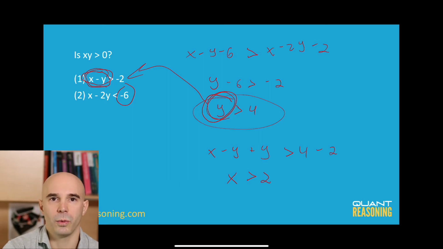Now that we know that y is greater than 4 and x is greater than 2, can we answer the original question? The original question was, are x and y both on the same side of 0? And the answer is yes, we can. They are both on the same side of 0. They're both definitely positive. All right, so that would be the algebraic solution. There's a bit of reasoning there, but no number line reasoning.